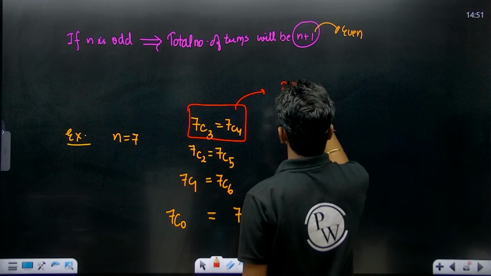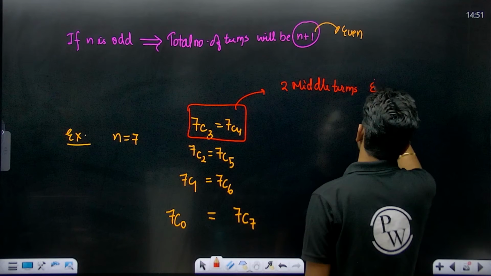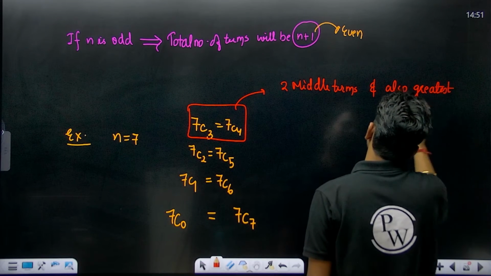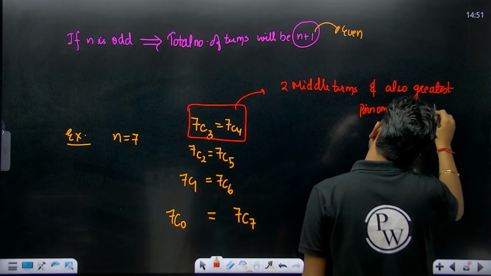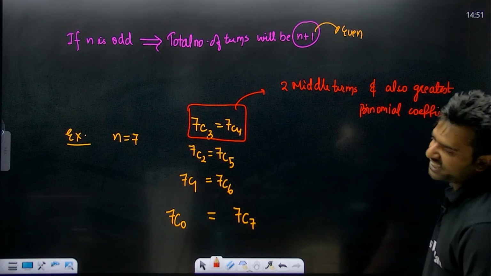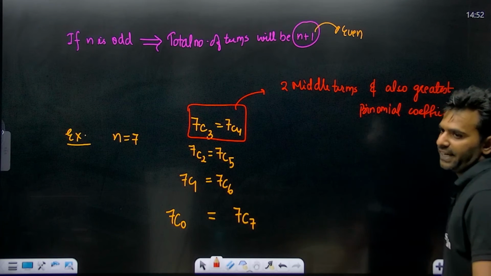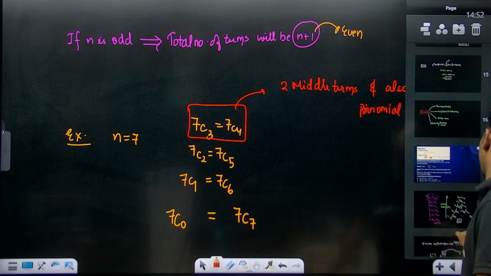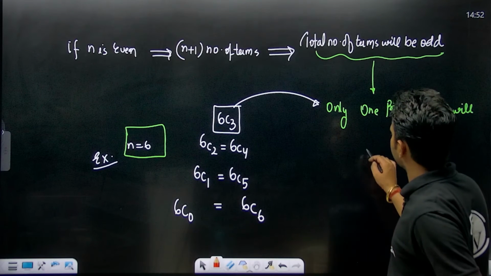So these two will be the two middle terms and also the greatest binomial coefficients. Binomial coefficients are what? NC0, NC1, NC2, NC3, and so on. So these are the greatest binomial coefficients. We have seen the flow already. So there will be two middle terms in this case, and also the greatest binomial coefficients will be 2 in number. Over here, only one binomial coefficient will be greatest and only one middle term.